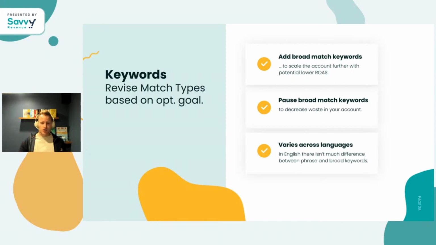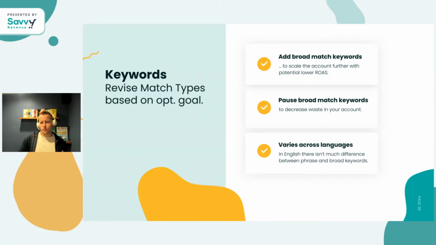You want to add broad match to scale an account further, with potentially lowering ROAS for a bit and being shown for completely irrelevant, clueless searches. And that's perfectly fine, because you can find something you've missed. Awesome. If you want to decrease waste in your account, if you're scared about efficiency, if you haven't got a good setup already with plenty of data, don't run broad match.